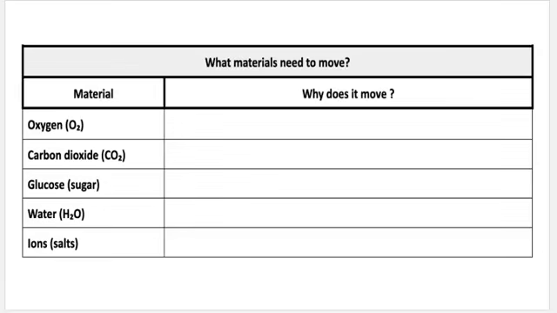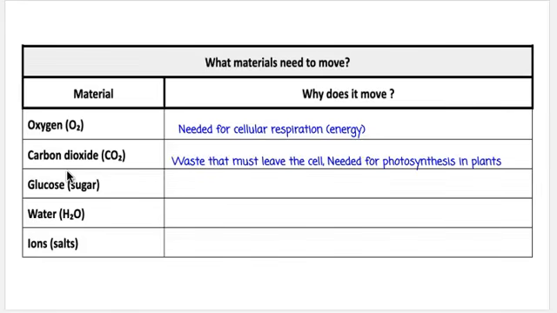Next, we're going to talk about what materials actually need to move. First, we're going to talk about oxygen. Cells need oxygen for cellular respiration, which is how they make energy. Next, carbon dioxide. This is a waste product, so it needs to leave the cell. But in plants, it is specifically used for the process of photosynthesis.